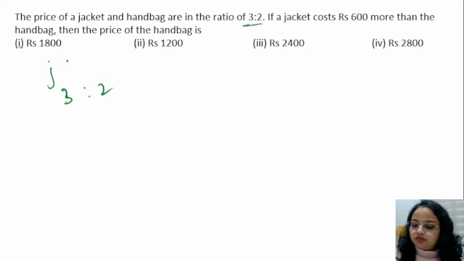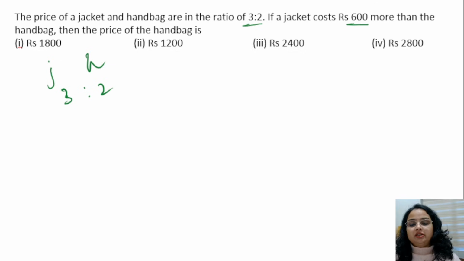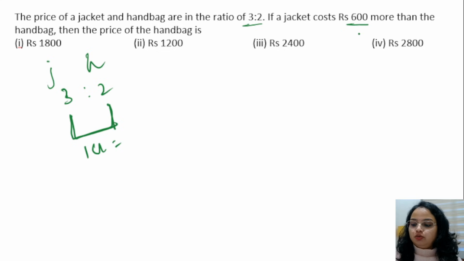Next one. The price of a jacket and handbag are in the ratio of 3:2. This is jacket and this is handbag. If the jacket cost 600 more than the handbag, what is the difference in these two ratio numbers? 3 minus 2, it is 1. So 1 unit is equal to what? What is the difference in the price? It is 600. Simple. 1 unit is equal to 600.